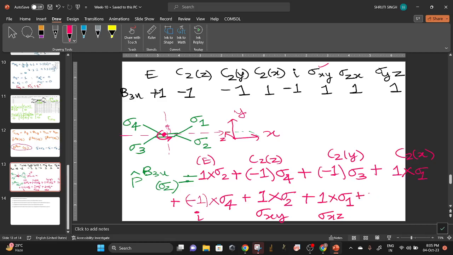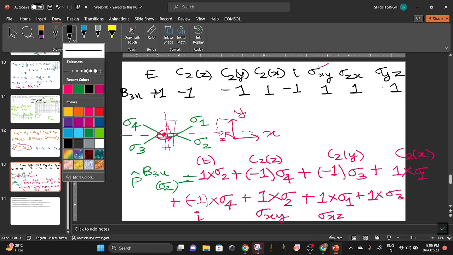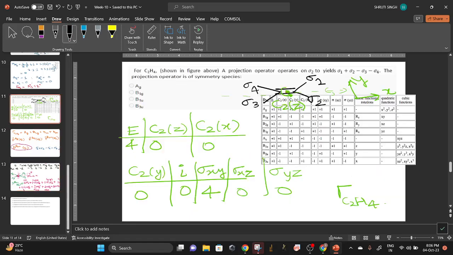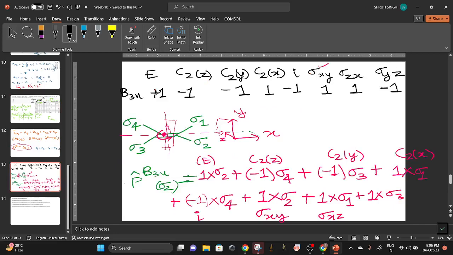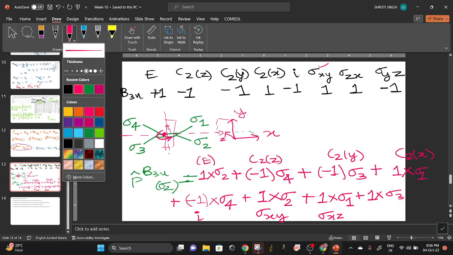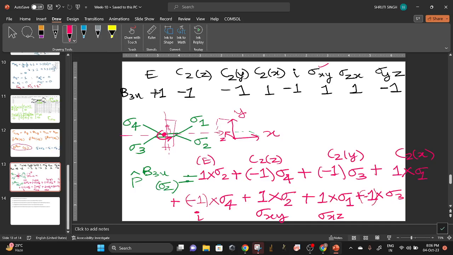Next is again the yz plane. So it will be a plane like this. So it will be sigma 3. For sigma yz, the character here should be -1. See the character table? Yes, sigma yz, the character is -1. So here we have to multiply it with minus.